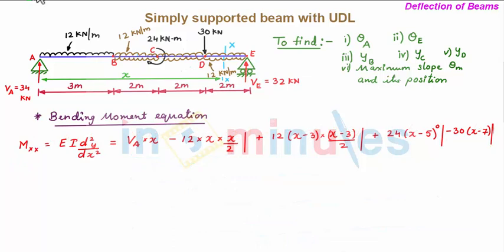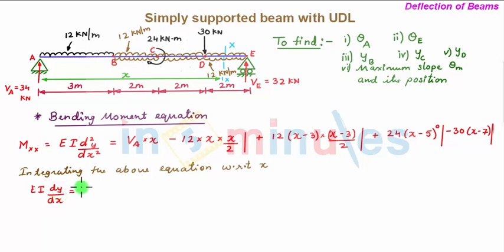Now integrating the above equation with respect to x, we have EI dy by dx equal to VA into x square by 2 minus 12 into x cube by 2 into 3 plus C1, which is a constant of integration. Now we take the constant of integration of the whole equation in the first partition, which is a peculiar characteristic of Macaulay's method. Then plus 12 into x minus 3 cube upon 2 into 3.